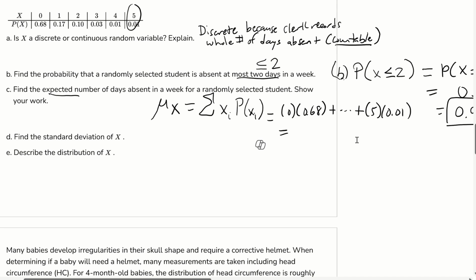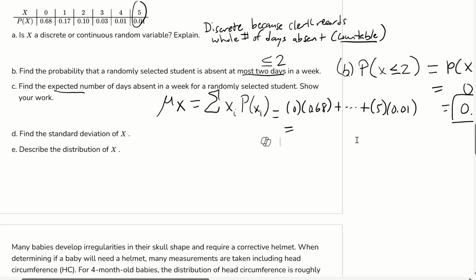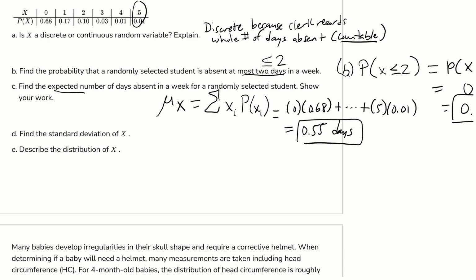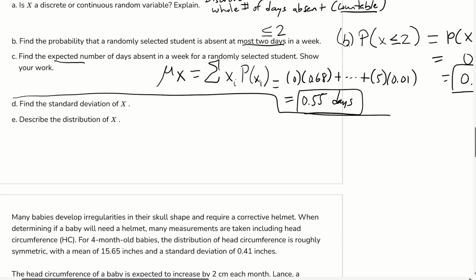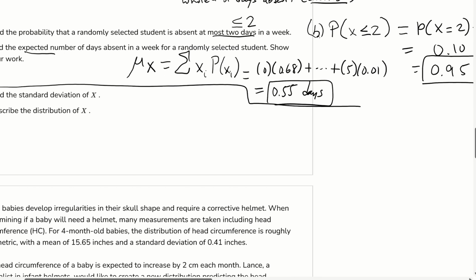And then, of course, I showed you how to do it on the calculator. So if you do this, you're going to get 0.55 days. Okay, so that's for part C. Part D, find the standard deviation of x. So let's do that over here.